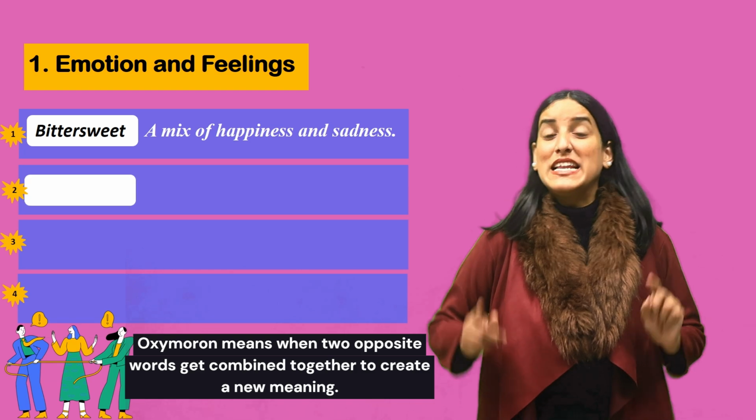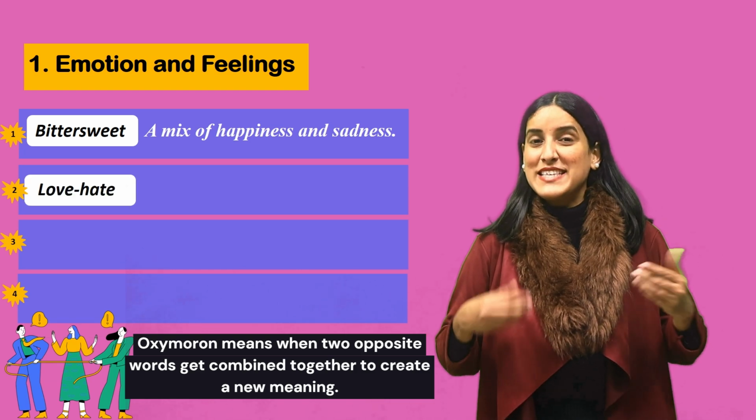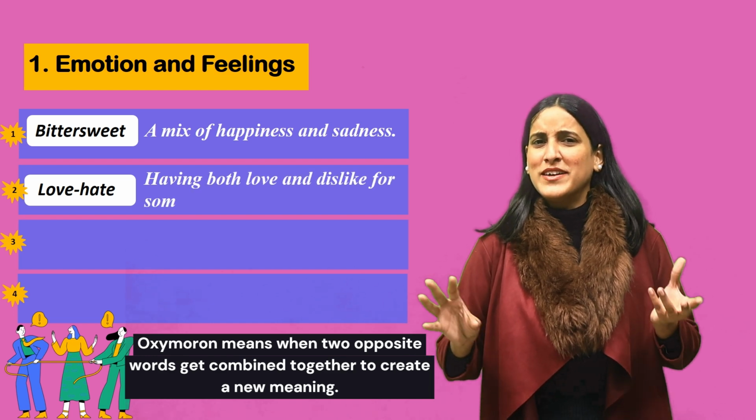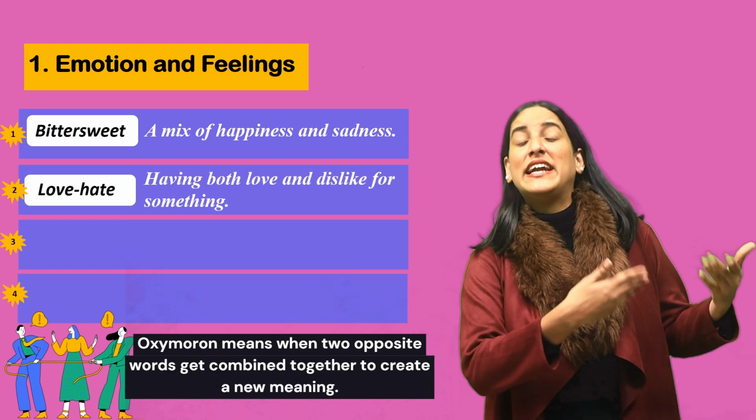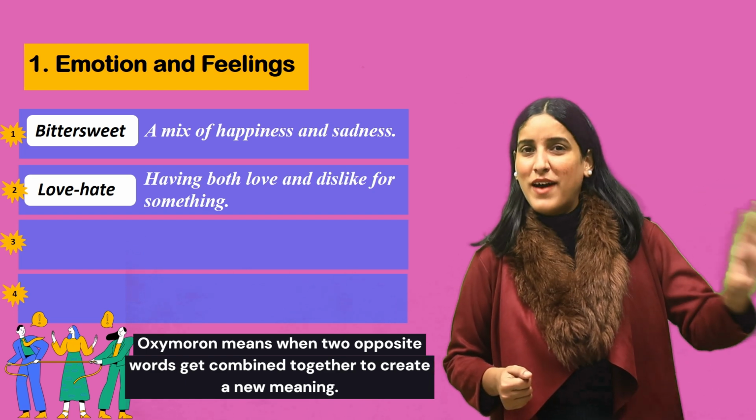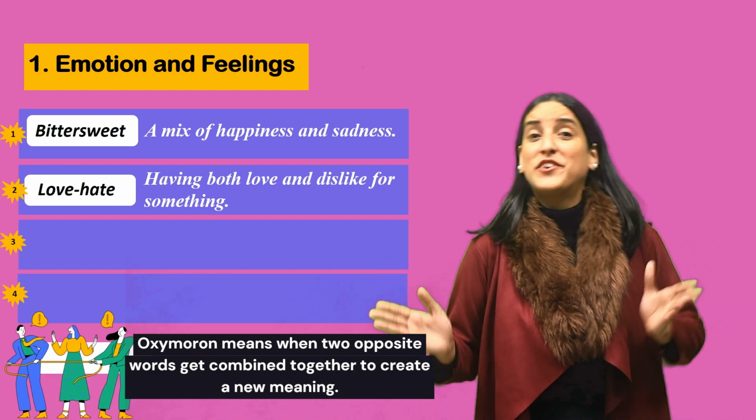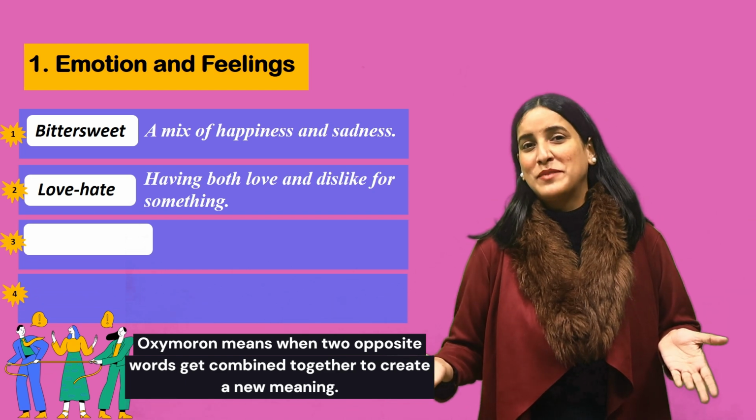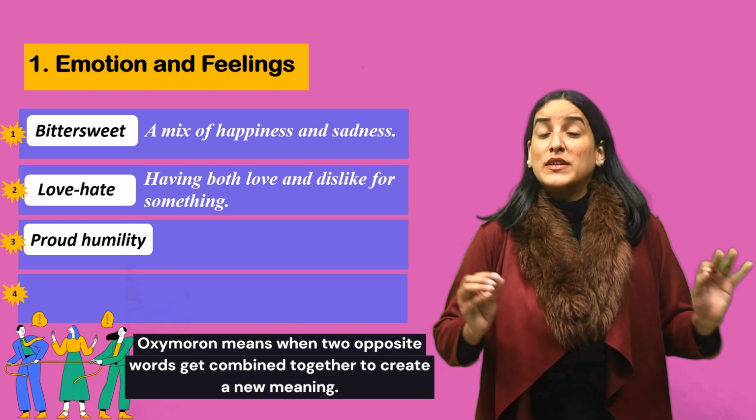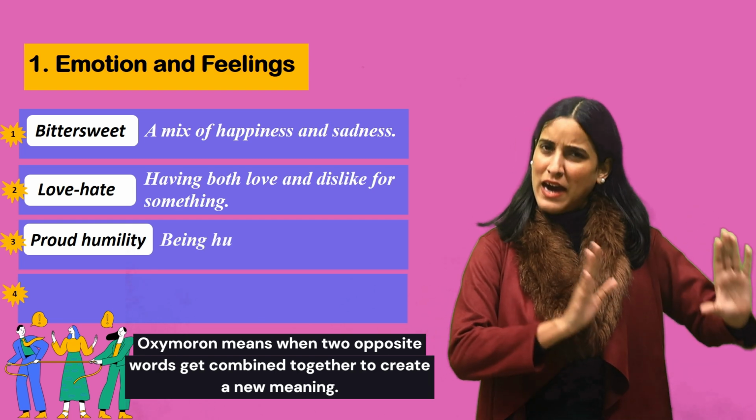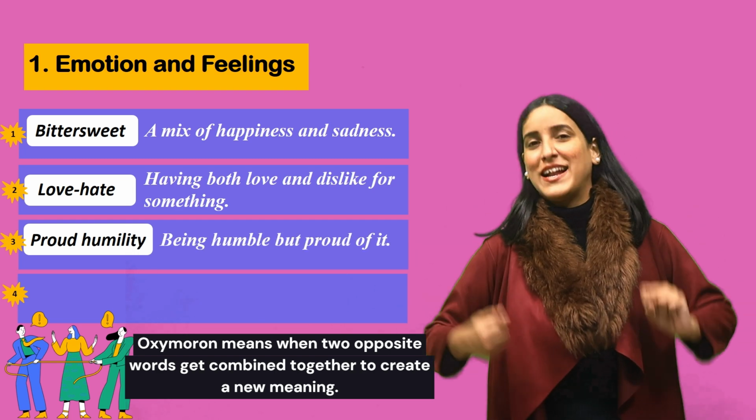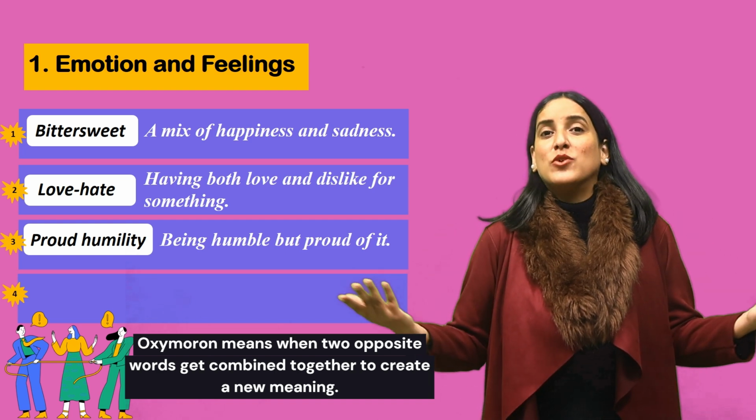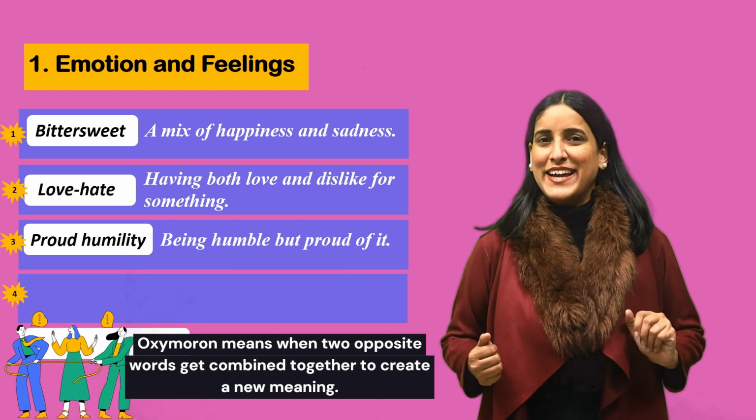The next one being love-hate, which means having both love and dislike for something. I'm sure you must have heard it, oh, she has a love-hate relation with the partner, right? For example, I have a love-hate relationship with social media. Sometimes I like it, other times I don't enjoy it much. The third one being proud humility, which means being humble but being proud at the same time. For example, she accepted the award with proud humility, thanking the entire team.